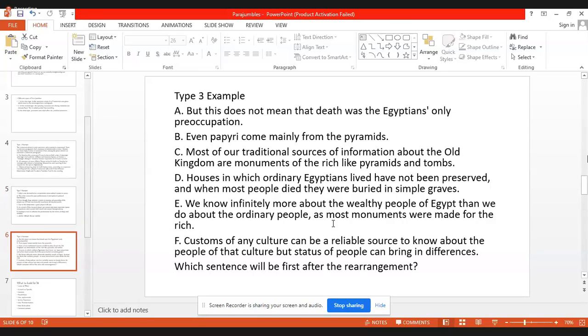Then students, you have type 3, wherein you'd be given sentences in a jumbled order, and you can be given a question like which sentence will be the first after the rearrangement. That after you arrange these sentences in the correct order, which will be the first sentence, which will be the second sentence. So they could ask you any one question, which will be the first or which will be the last, which will be the second. Now that depends. If they ask for the first statement, then you just have to identify the introductory sentence and the rest would follow.